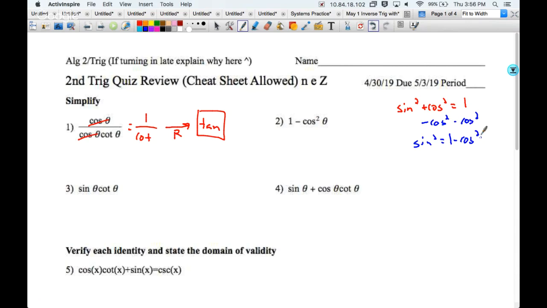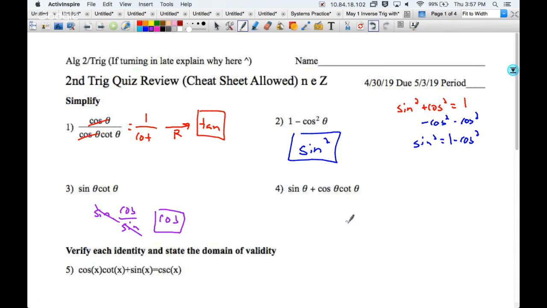Therefore, if 1 minus cosine squared is equal to sine squared, I can replace 1 minus cosine squared. And this counts as just one trig function. We're never going to be able to get rid of that squared, but this is just one term versus 2 terms, so that's considered simplified. Number 3, sine times the quotient identity, cosine over sine. Sines cancel out. This is just cosine.